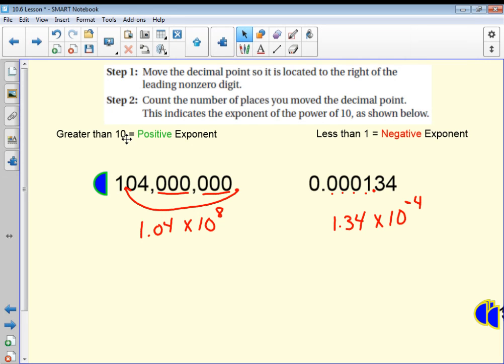Okay, so you should have ended up with 1.04 times 10 to the 8 and 1.34 times 10 to the negative 4.